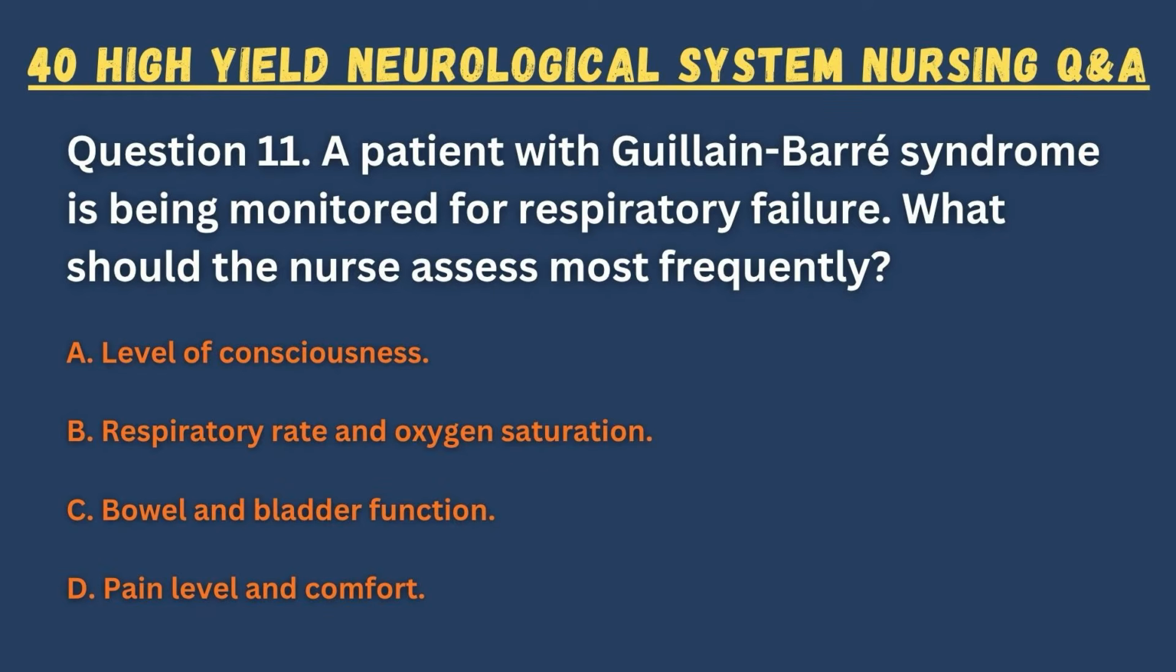Question 11. A patient with Guillain-Barré syndrome is being monitored for respiratory failure. What should the nurse assess most frequently? A. Level of consciousness. B. Respiratory rate and oxygen saturation. C. Bowel and bladder function. D. Pain level and comfort.